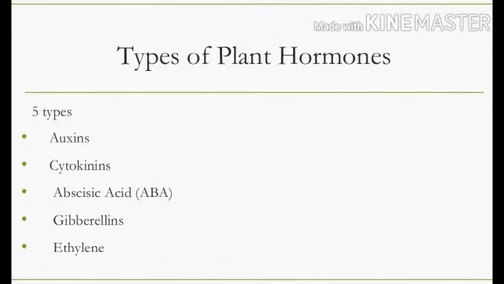There are 5 types of plant hormones. They are auxins, cytokinins, abscisic acid, gibberellins and ethylene. These are the 5 types of plant hormones. You can keep this in your mind easily by the word CAGE. So A C A G E, cage. A for auxin, C stands for cytokinins, again A stands for abscisic acid, G stands for gibberellins and E stands for ethylene. So these are the 5 types of plant hormones.